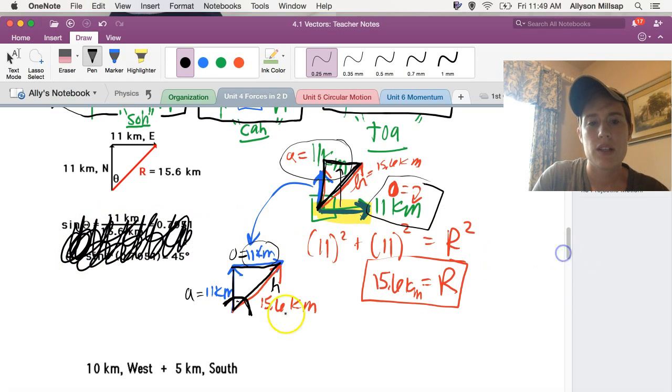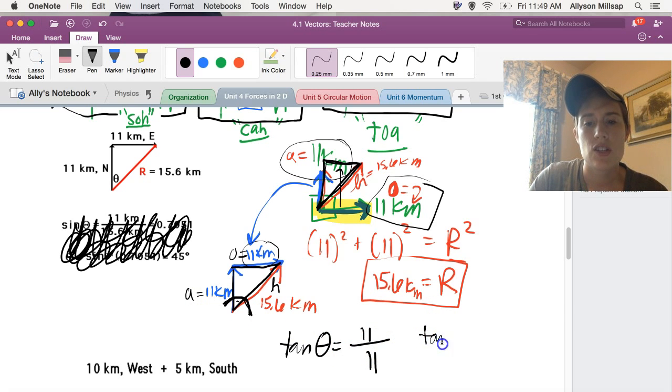So we want, here's our tangent, here's our angle, okay? And a tangent is opposite over adjacent. So what's our opposite? It's 11 kilometers. What's our adjacent? It's also 11 kilometers. So then our tangent of our angle is 1.